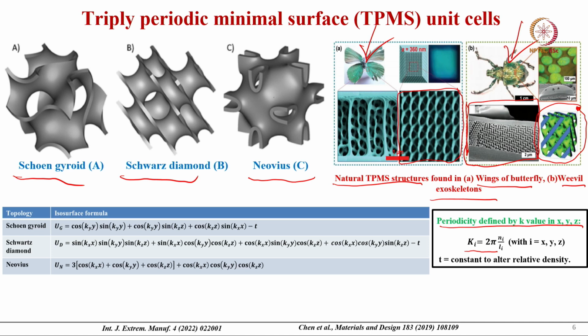Now, this is the T parameter here. Okay, this is the T parameter. In both of the first two structures this T parameter is there, but in the Neovius structure the T parameter is 0. If you look at this sine and cosine function, it is not simply sin x or cos x. It is cos k_y y, and k_y is nothing but 2 pi n_y by L_y. So, i can be x, y, z, as has been mentioned in the periodicity.